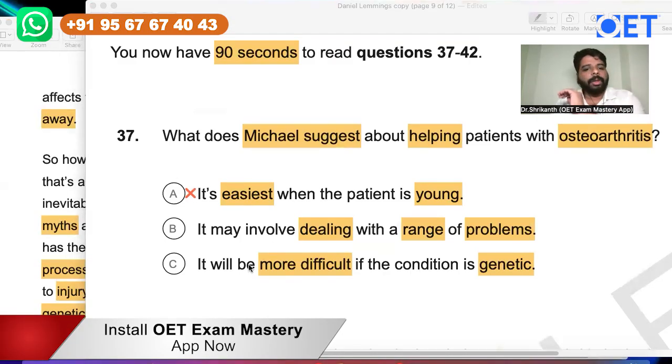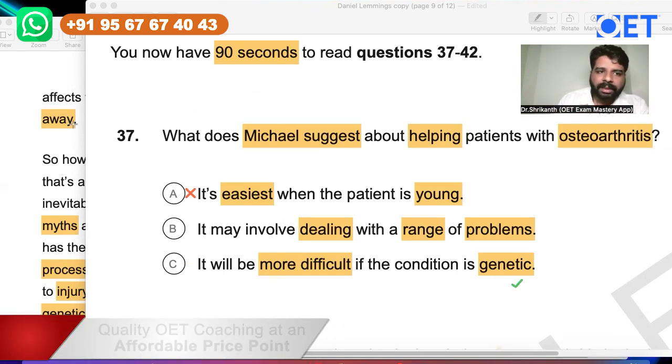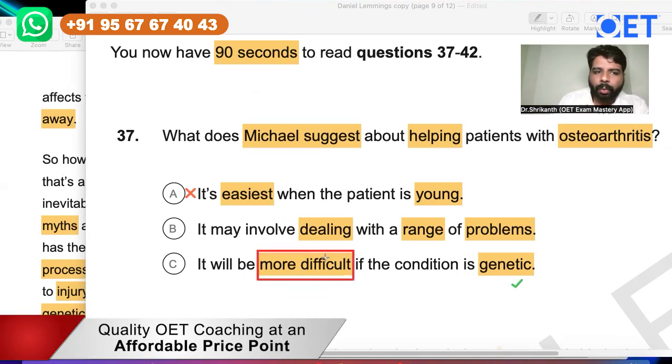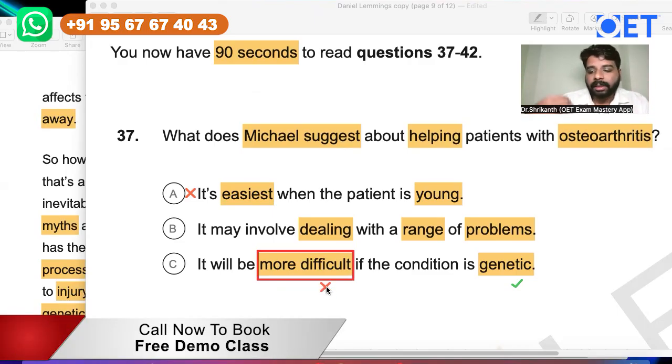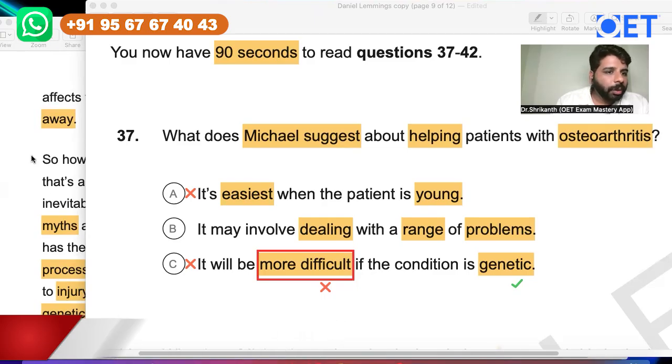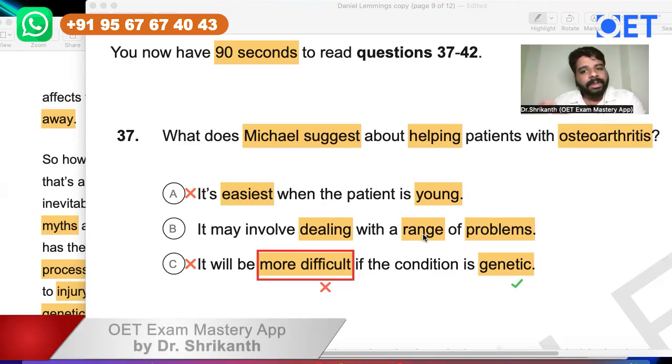Now, what is answer option C? It will be more difficult if the condition is genetic. Okay, so the word genetic is mentioned. This keyword is mentioned, but is it mentioned over here that it will be more difficult if it is genetic? That if the patient's parents had osteoarthritis, then helping them is going to be very difficult. No, it is not mentioned anywhere, right? It is more difficult if the patient's osteoarthritis is derived genetically. That is also not mentioned. So A and C are not mentioned.